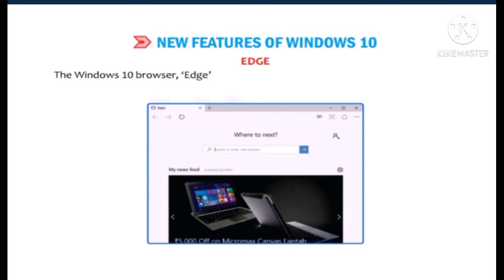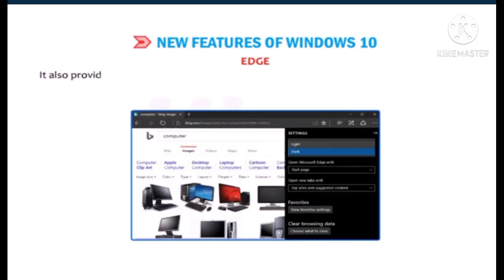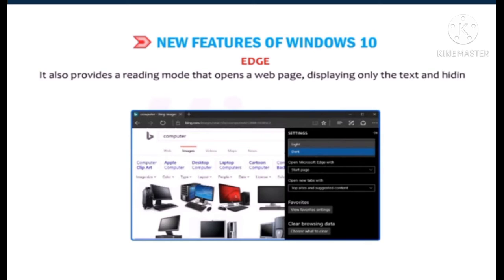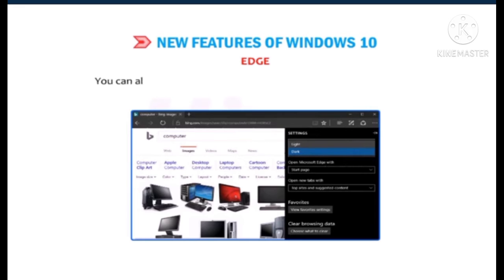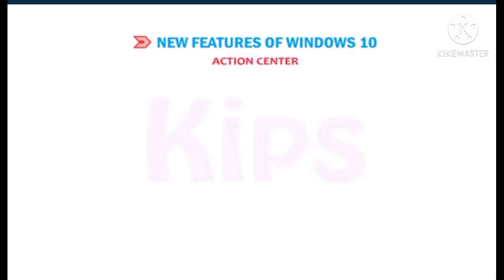The Windows 10 browser Edge enables you to conduct a safe and quick search on the internet. It also provides a reading mode that opens a web page displaying only the text and hides all other distractions such as graphics, images, etc. You can also save your articles and annotate the web page directly.